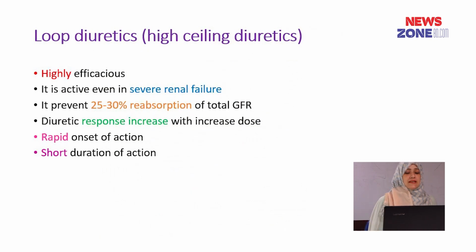Now, I am going to discuss in detail about loop diuretics or high ceiling diuretics. Why are loop diuretics called high ceiling diuretics? Number 1, because this is the most efficacious diuretic among all diuretics. It is effective even in severe renal failure and prevents about 25 to 30% of reabsorption of the total GFR. Diuretic response increases with increased dose, with rapid onset of action and short duration of action. This is why loop diuretics are known as high ceiling diuretics.